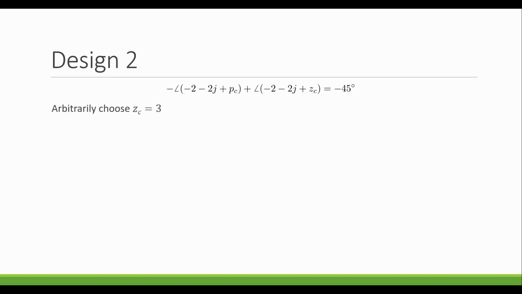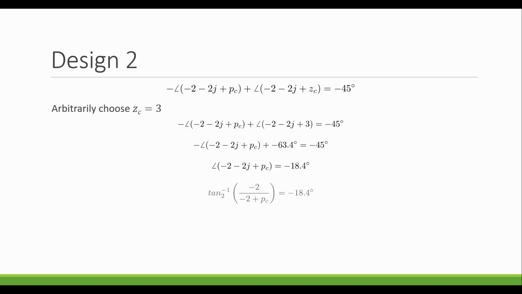So I'm going to choose a different zero, again just arbitrarily choosing a zero of 3. So I can put that 3 in for ZC. Now that second term I can find numerically using angle or using arctan 2 in MATLAB. So that comes out to the not as round number, a negative 63.4 degree angle. Right, I can add the 63.4 to both sides. I can multiply through by negative 1, so the negative drops off of my angle term. So that means that the angle with the pole has to equal negative 18.4 degrees.